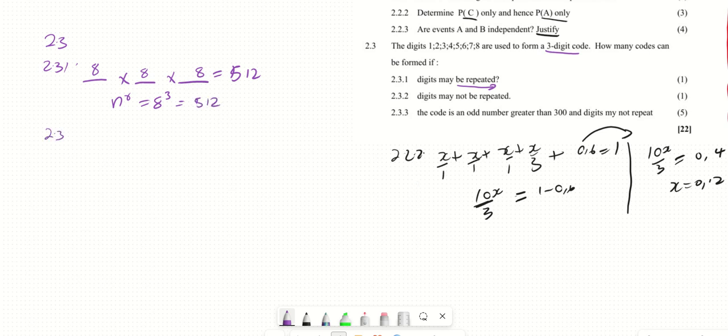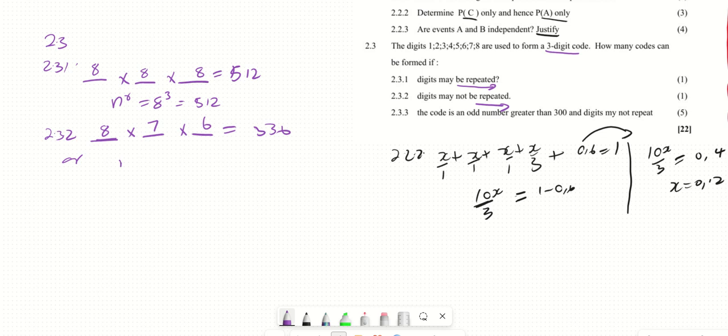So it's 2.3.2, digits do not repeat. Now if digits are not allowed to repeat, the sample space goes down. We're still going to make a 3-digit code. For the first digit I can choose out of 8, for the second digit out of 7, and for the third I can choose out of 6. So this makes it 8 times 7 times 6, which is 336.